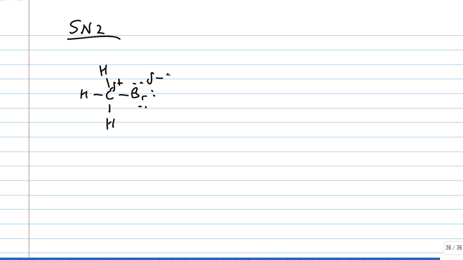So that means if something negative were to come in, it would not want to go where the bromine is. In fact, it would be repelled by the bromine, but it would be attracted by the carbon. So that's why, by the way, it goes around the other way. It's a backside attack. Let's say Cl minus is my nucleophile.